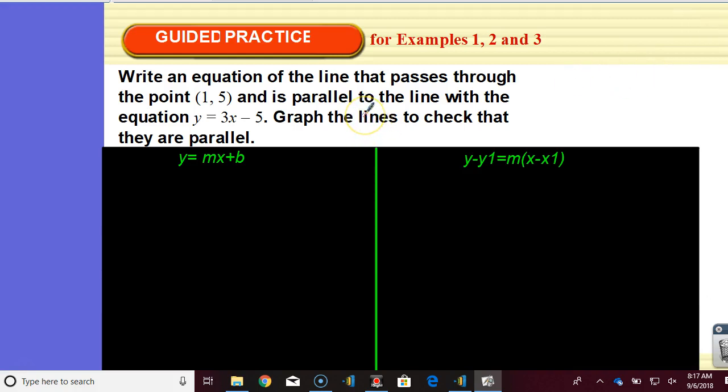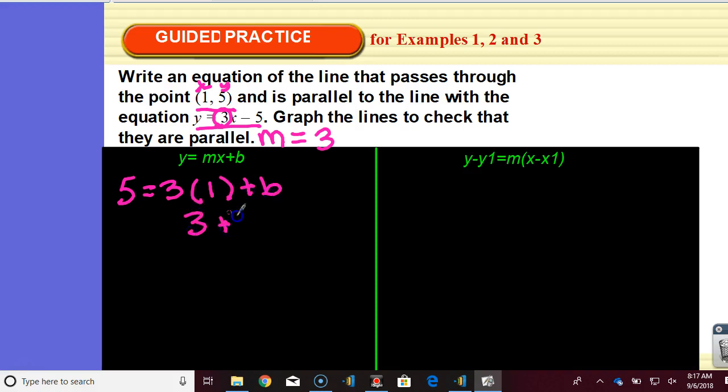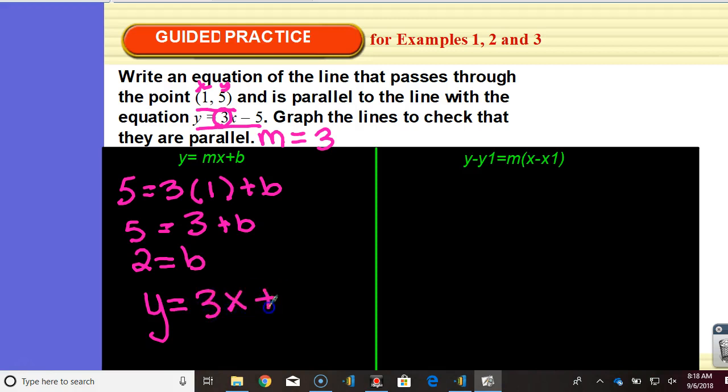Write the equation of a line passing through the point 1, 5, parallel to the line with this equation. If it's parallel, it has the same slope. Steal its slope of 3, right? Y equals mx plus b. So we have our y is 5 equals our slope of 3, our x of 1 plus b. 3 plus what equals 5? Subtract 3 from both sides. 2 equals b. So y equals mx plus b.